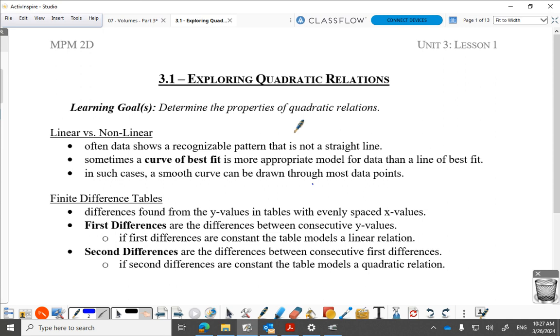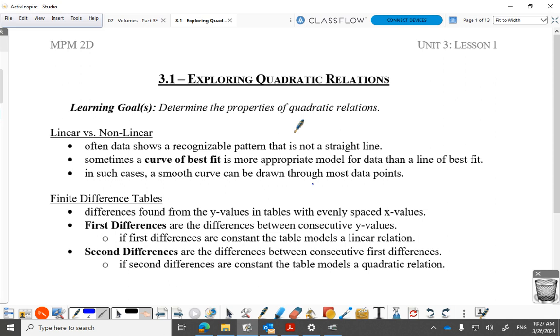Intro over. Reasonably long lesson, so I got to keep it rolling, but a lot of the stuff, there's not much I can say about it, except just tell you what the words are. Okay. Determine the properties of quadratic relations. I mean, at this point, you can be like, I don't even know what a quadratic is. Well, that's my job, show you what a quadratic is. So let's talk about linear versus nonlinear.